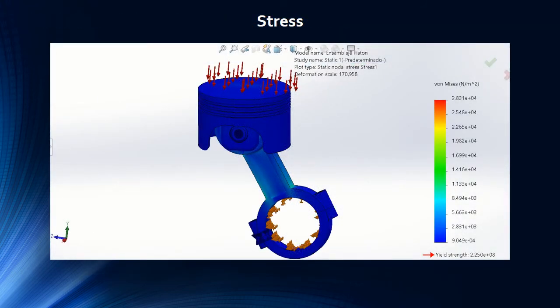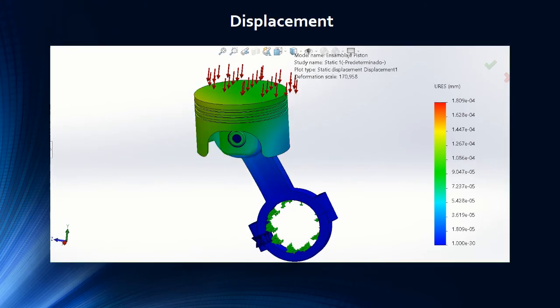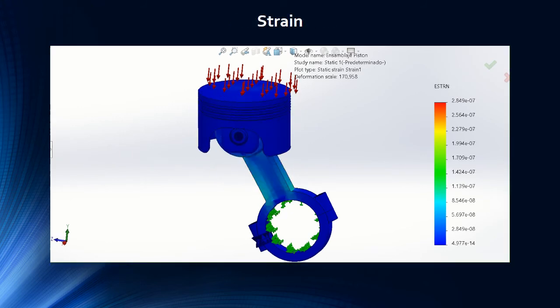Once we have successfully run the simulation, there are a few options to represent the data, which are thrust, displacement, and strength. For the thrust chart, we can see the lower and the middle level of thrust. For the displacement, we can see the maximum displacement on the head of the piston. Then for the strength, the body of the piston shows a middle level of strength.